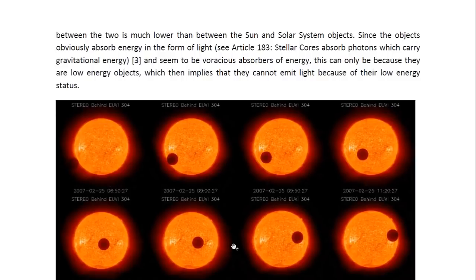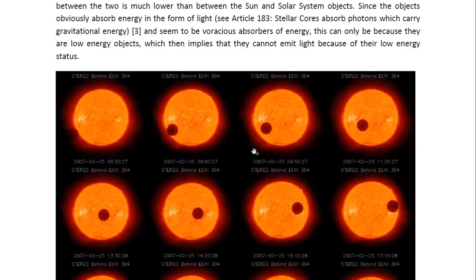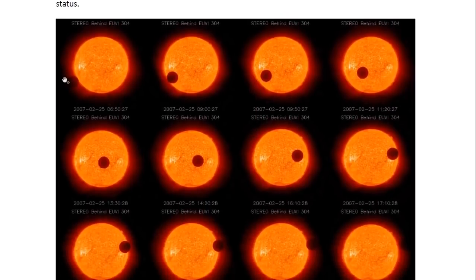Since the objects obviously absorb energy in the form of light, and you may look at article 183 for more details on that, and seem to be voracious absorbers of energy, this can only be because they are low energy objects, which then implies that they cannot emit light because of their low energy status. And you can see that particular object, which is now called the 2007 stellar core, traversing the sun inside the sun's corona. So this object is a comet.